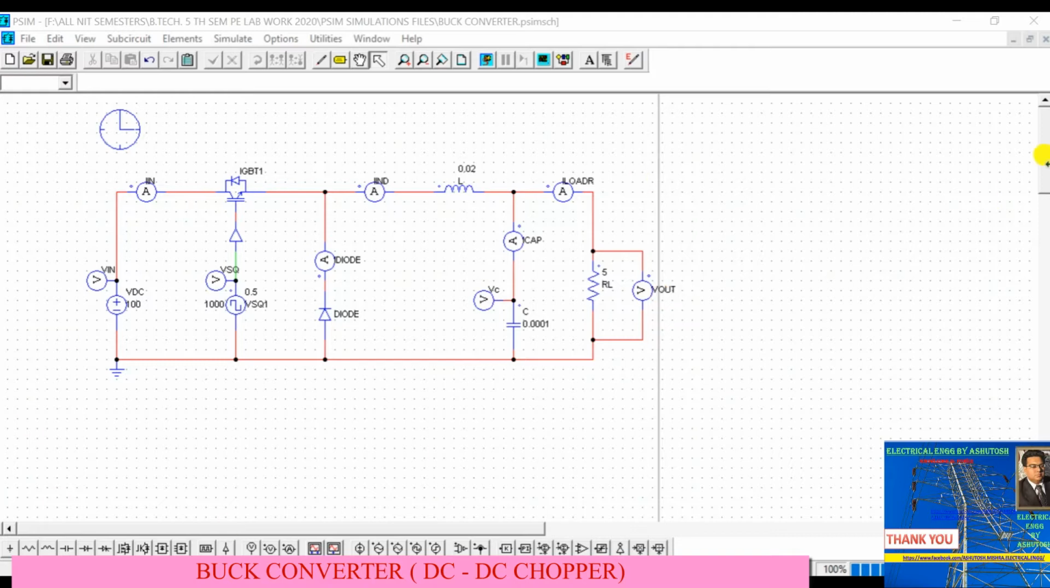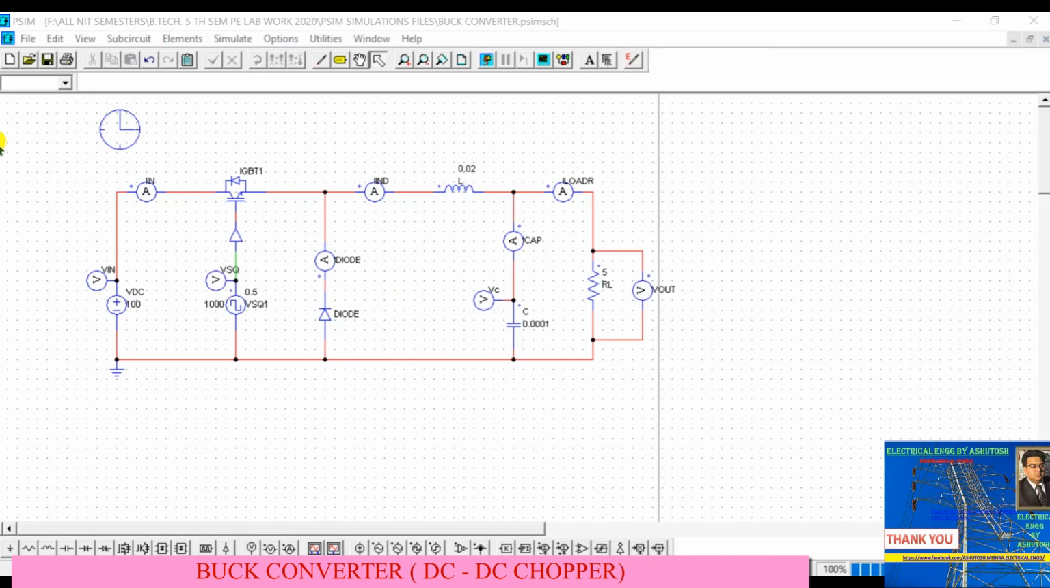Electronics. So today I have presented over here the circuit of a buck converter. It is also called a DC-DC converter and also known as choppers. So guys, here we have a look at the step down chopper.